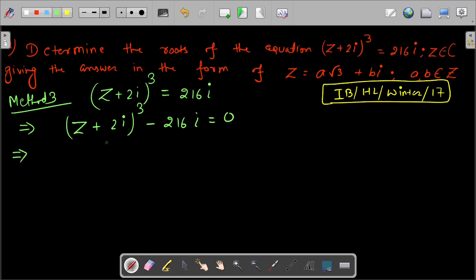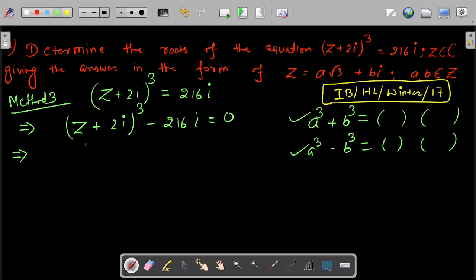Now I am trying to adjust this expression either in a cube plus b cube format or in the form of a cube minus b cube. Why? Because we have the identity in terms of factorization for these two expressions. So let us try to see how we can do this.